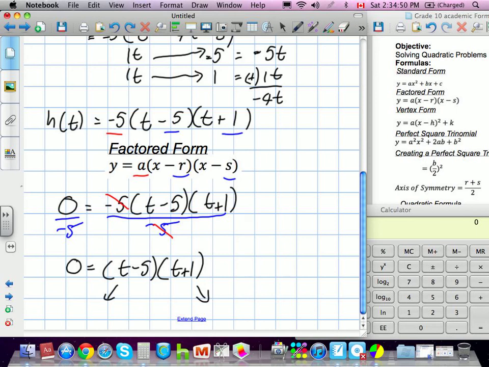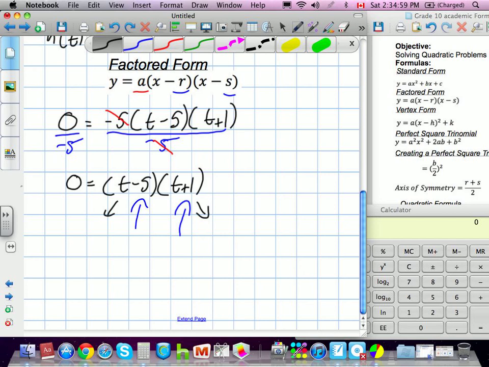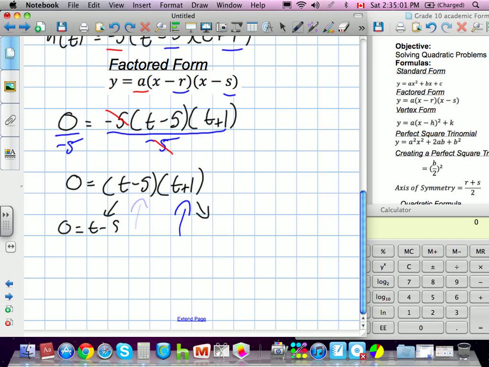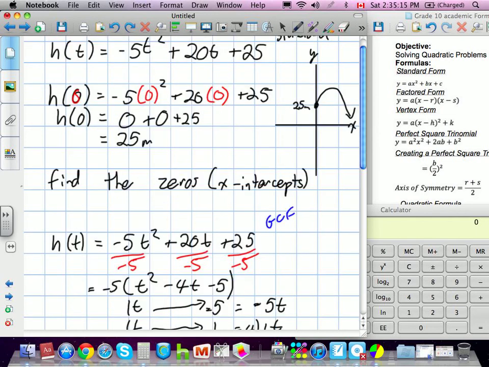0 equals t minus 5. 0 equals t plus 1. In this case, t is equal to 5. In the other case, t is equal to negative 1. So when we jump back up here, it turns out negative 1 and 5 will be the two x-intercepts. The y-intercept is 25. We figured that out.